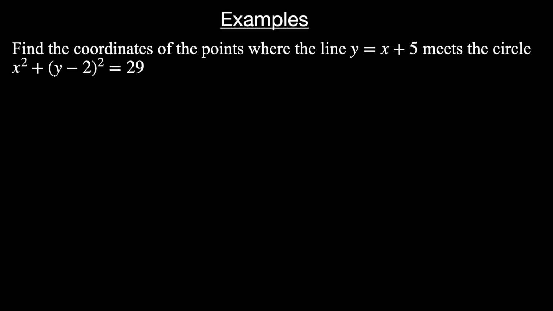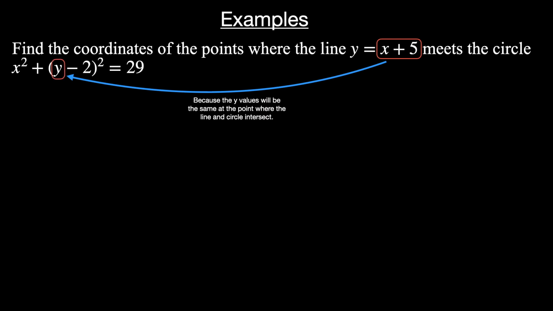So what that means is we can take this value for y on the straight line, so x plus 5, and substitute it into the equation of the circle for y here. This is because the y values will be the same at the points where they intersect. So that's how we start off these types of questions. So we're going to start with x squared plus x plus y take 2 all squared equal to 29. I hope you can see where that x plus 5 has come from.